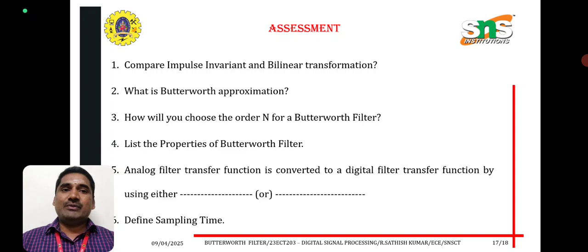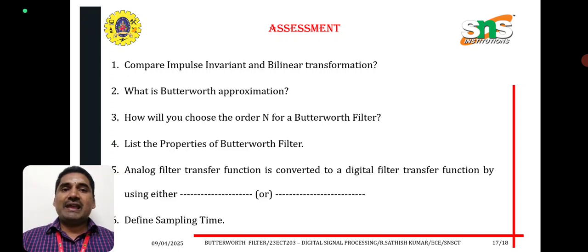Now we see the assessment. Define impulse invariant transformation and bilinear transformation. The objective of the impulse invariant transformation is to develop a transfer function whose impulse response is the sampled version of the impulse response of the analog filter. The bilinear transformation is a conformal mapping. The imaginary axis of the S plane is mapped into the unit circle in the Z plane. It is a one-to-one mapping.